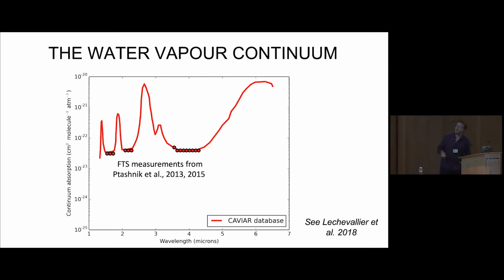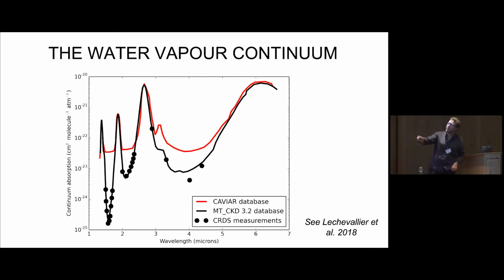And so if you look, for example, in the near infrared, in this region, where you would expect the flux of a very low mass star to be quite high, you can have as much as 2 orders of magnitude between one database and the other. Which means that whether or not you use, for example, the CAVIAR database or the MT-CKD 3.2 database that has been recently updated, you will probably get a different sensitivity to the effect of water vapor that could accumulate in the upper atmosphere of these objects. And therefore, that could have a significant effect on their climate and on the possible atmosphere they could have.